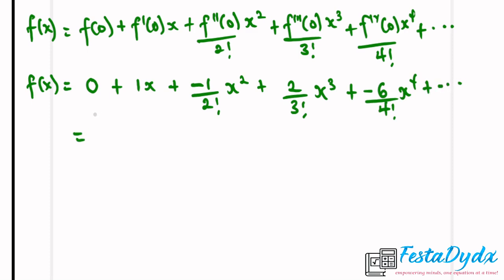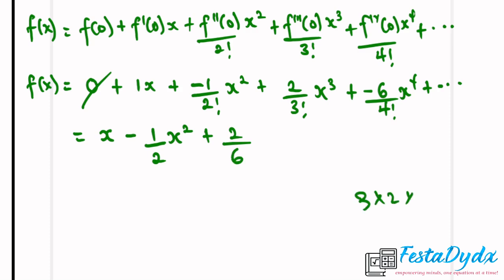And this is equal to, 0 is gone, so x minus 1 over 2 factorial, which is 2, so then we'll have x squared here, plus 2 over 3 factorial, which is 6. That's 3 times 2 times 1. So 6, then we'll have x cubed, minus 6 over 4 factorial, which is 24. That's 4 times all of this. So 24 x raised to the power 4 plus dot dot dot.